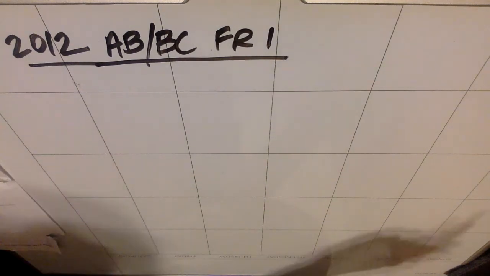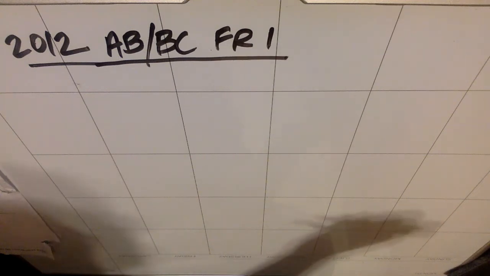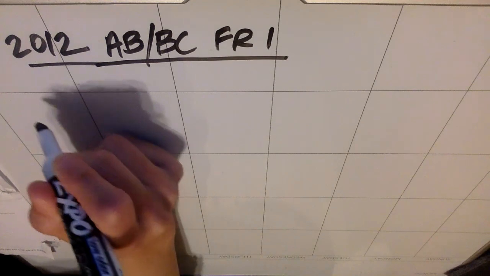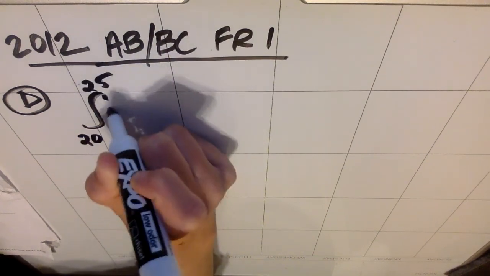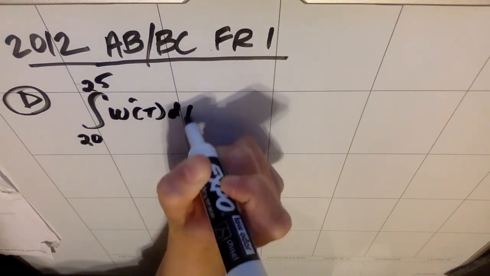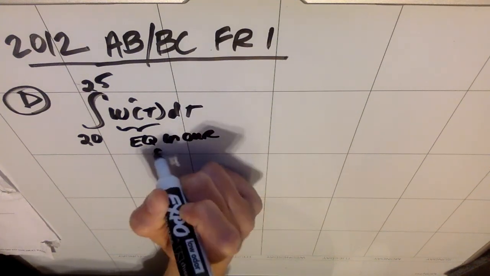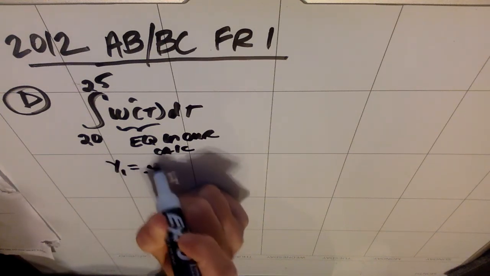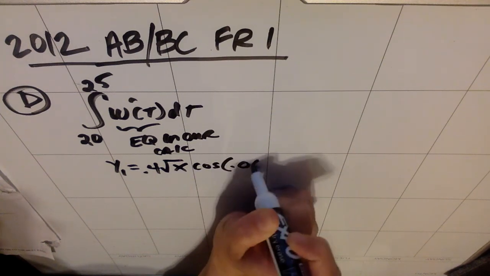So here, this is one of those times that they're tricky because they're essentially giving you a whole different problem that uses very little of the original information. So here's the idea. In part D, we know that we could integrate from 20 to 25 of W prime of T dt because this is an equation that we can put in our calculator, right? So in our calculator, we're going to put in y1 equals 0.4 square root of x cosine of 0.06x.